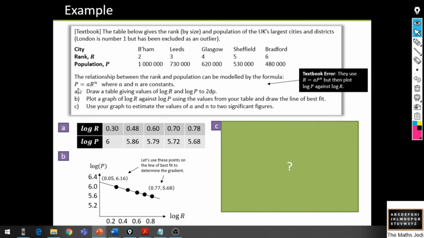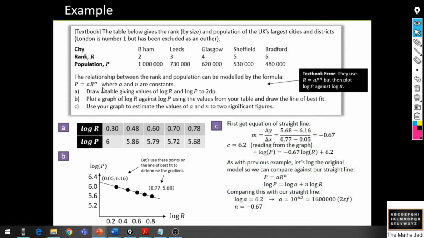Here's where you need to use a bit of logarithmic calculation to work out what's going on. So if you took logs on both sides, you would understand that you've got log p equals log a plus n log r. So in this case, we've got log p as being the axis here. Log a would be the initial point here, somewhere between 6 and 6.4. And then you've also got n log r here, and n, the power, would be the gradient of your line, so you'd have to do a gradient.